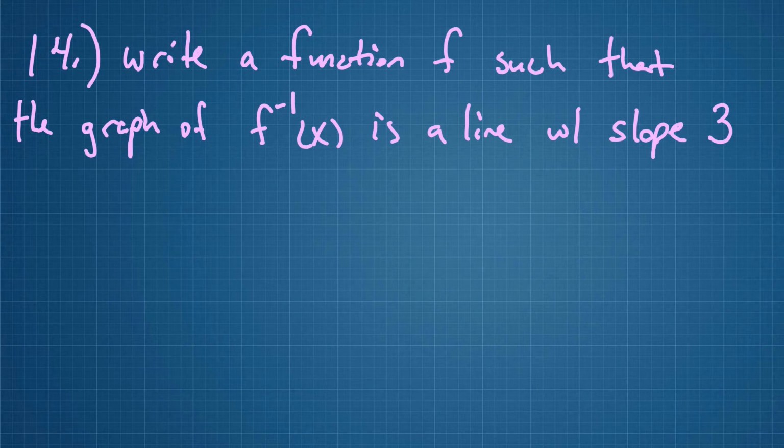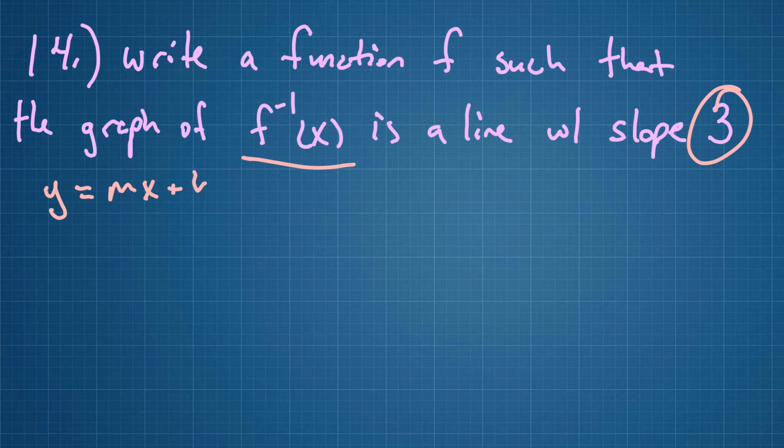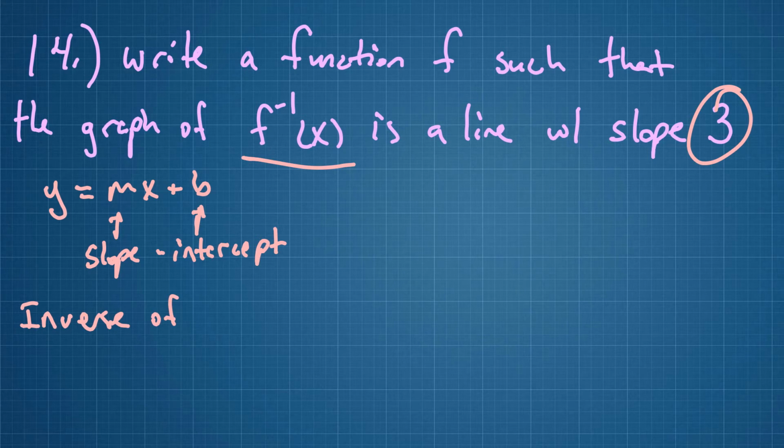All right, so 14 says, write a function f such that the graph of the inverse function is a line with slope 3. So the first thing I have to know is slope-intercept form. So I have to have mx plus b, because that is slope-intercept form, because remember, it tells you the slope and the intercept in that order. So you have to know that. The other thing you have to know is that the inverse of the inverse is the original.